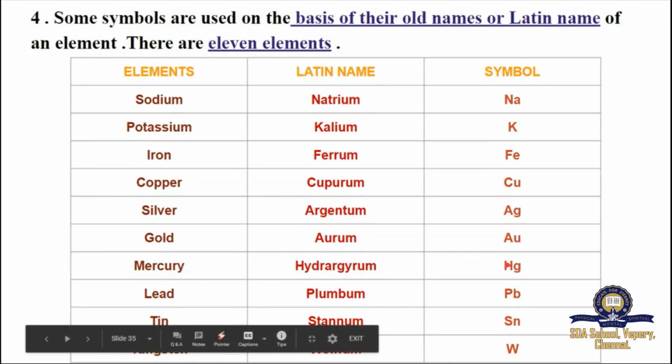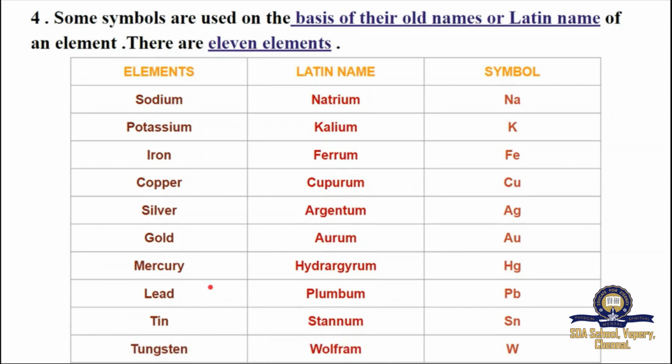The symbol is Hg. For the element lead, the Latin name is plumbum and the symbol is Pb. And for tin, the Latin name is stannum and the symbol is Sn. And for the element tungsten, the Latin name is wolfram and the symbol is W.